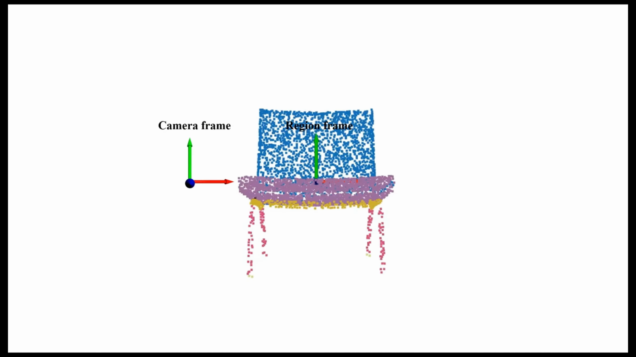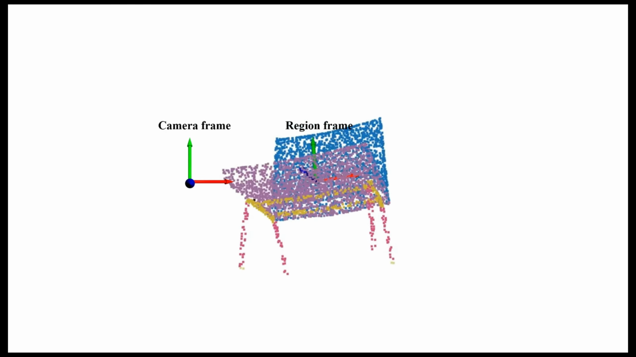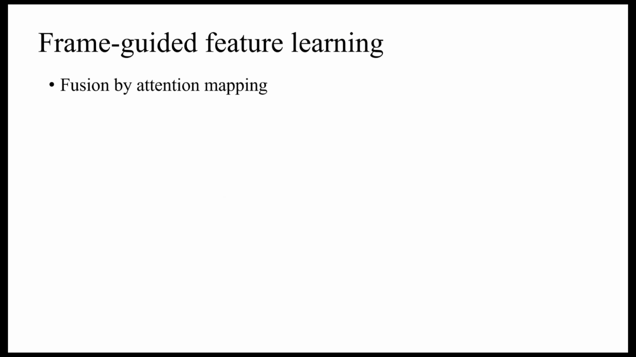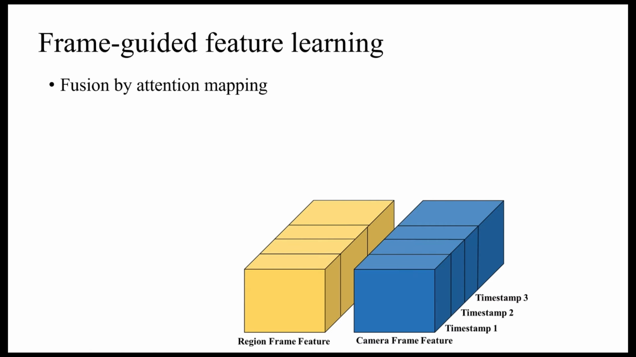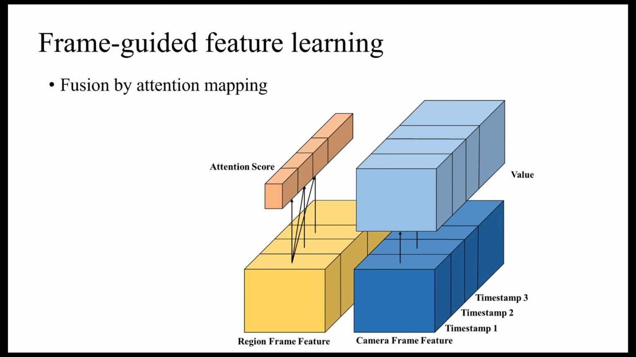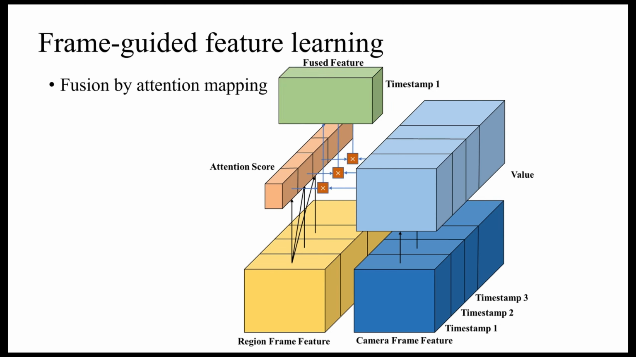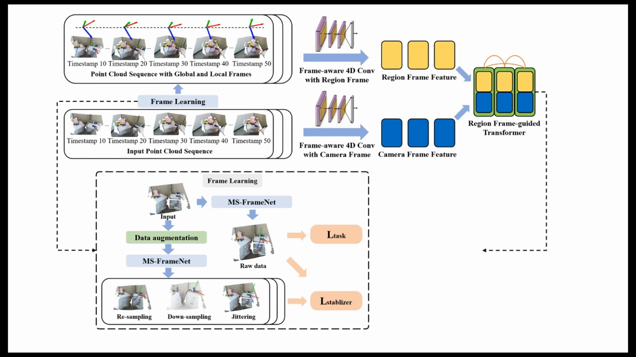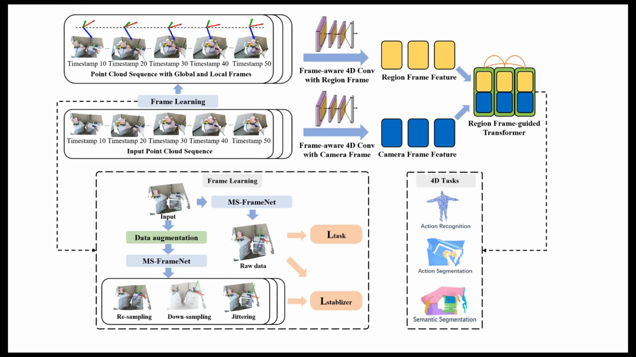Here is an example of a camera frame and a region frame. We then propose to combine both features to obtain a more powerful and representative 4D feature. In particular, we design a two-tower framework to extract the region frame feature and camera frame feature. To fuse features from the two towers, we propose to use the region frame feature to guide the camera frame feature learning through an attention map that aligns the local region across different timestamps into a canonical space and allows easier temporal associations for better motion understanding. Finally, we can add different task heads to complete various 4D point cloud sequence understanding tasks.